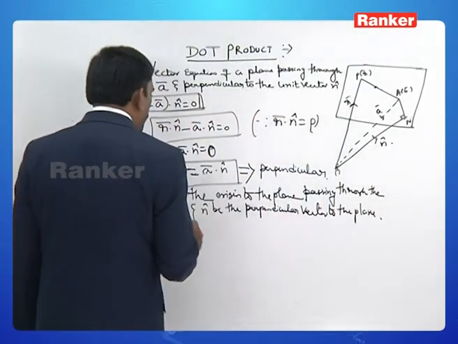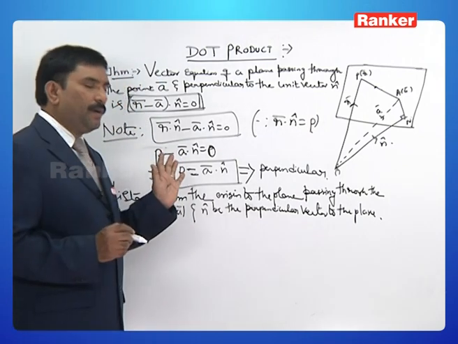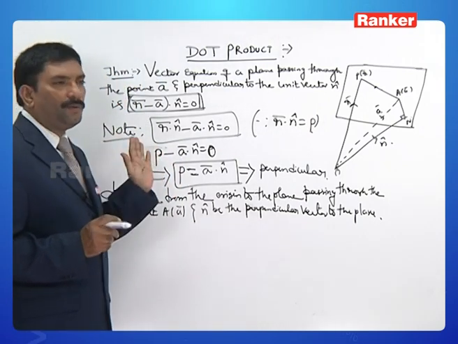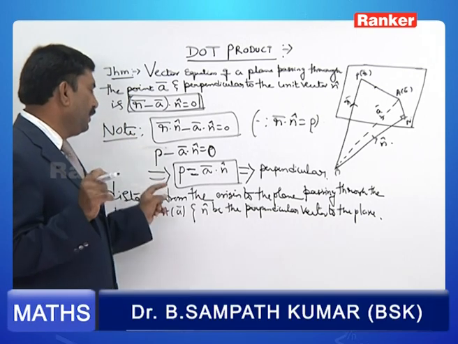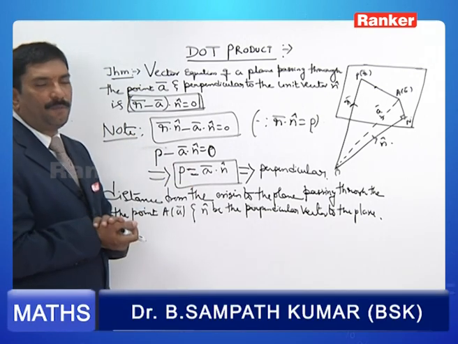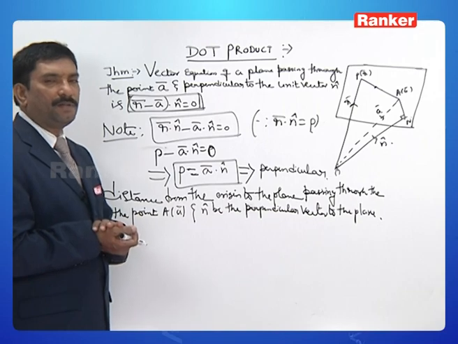So hereafter, whatever the point is given, you have to find the dot product. Remember, P is equal to A bar dot N cap represents the perpendicular distance from the origin to the plane.